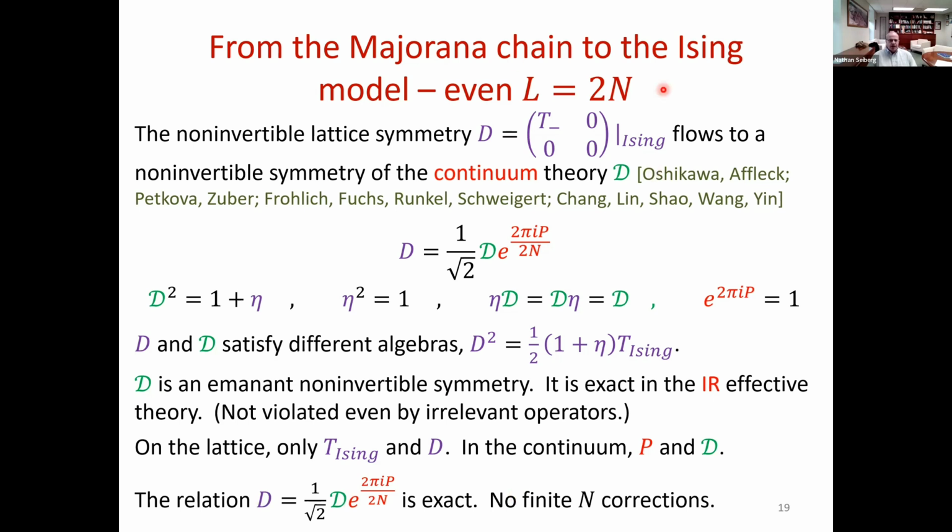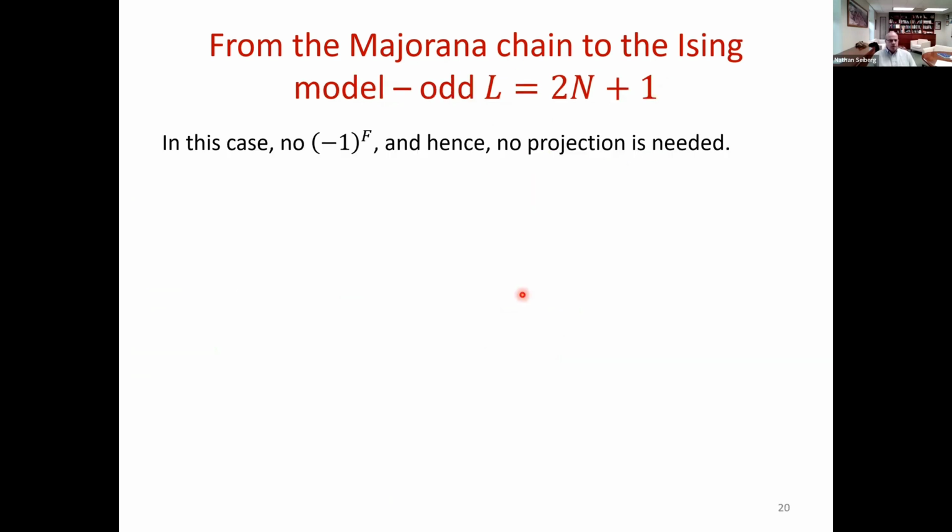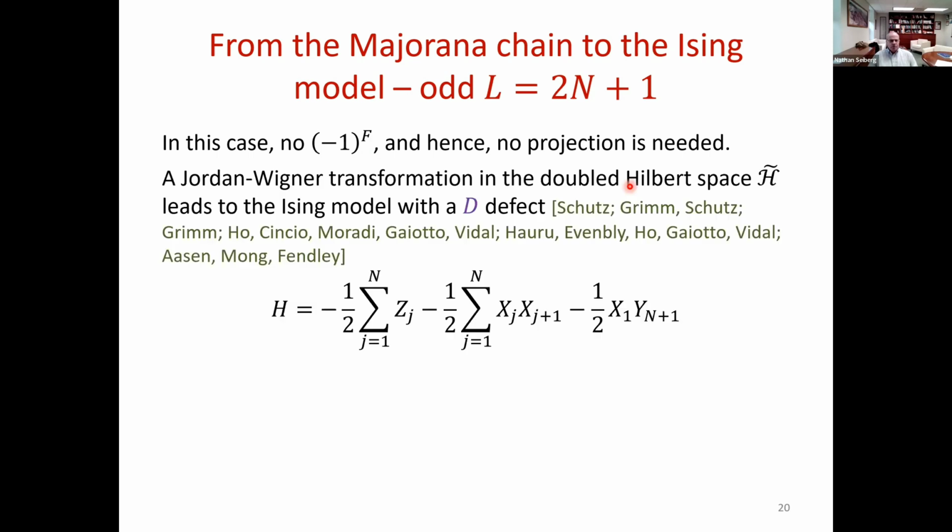So this is what happens when L is even. What happens when L is odd? In this case, there's no (-1)^F. There's no such internal symmetry, and therefore no projection is needed. So we are just going to follow our nose and see what we find. We still double the Hilbert space to find H tilde. There's no need to perform the projection. We can use the Jordan-Wigner transformation and find this Hamiltonian. Notice that it involves also the Y sigma matrix.